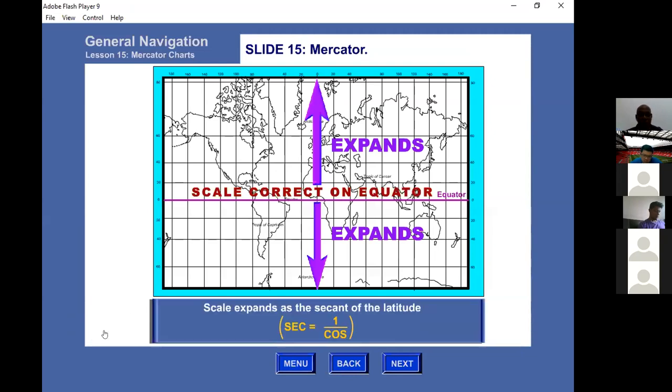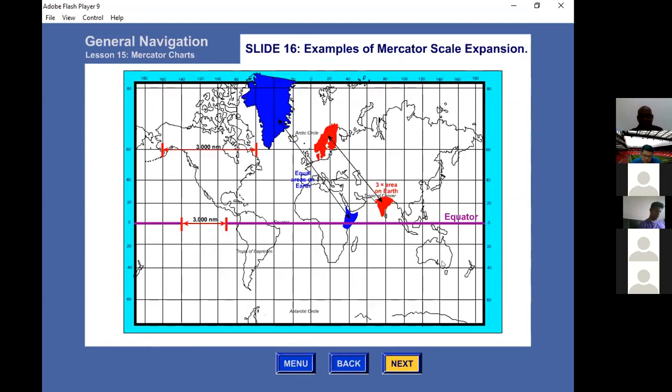Okay. Now let's try and... So when you put it in the form of a formula, you say that the scale expands as the secant, that is 1 by cos lat. Shapes. Even though this is the reduced, the corrected chart, okay? It is a non-perspective chart. It has been corrected mathematically. But the shapes and sizes still, some of them remain the same.